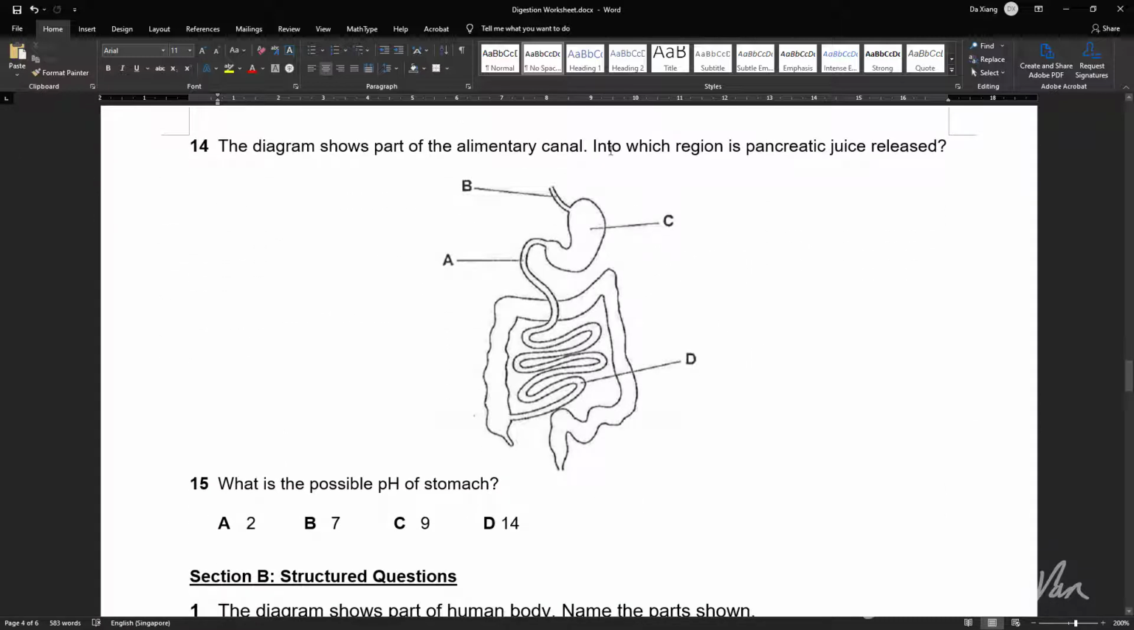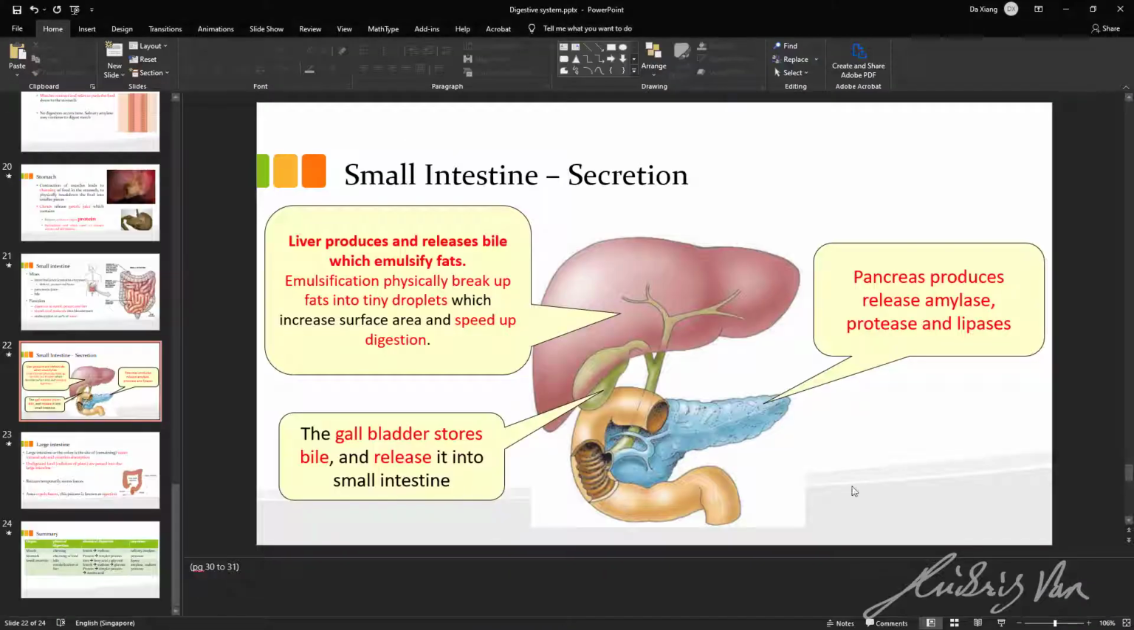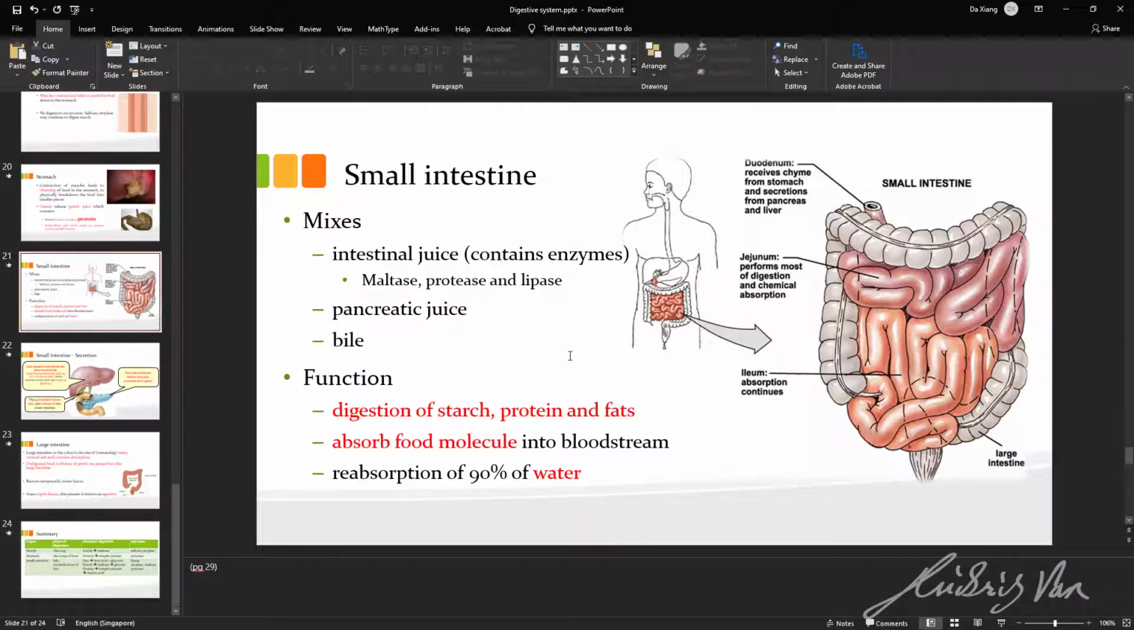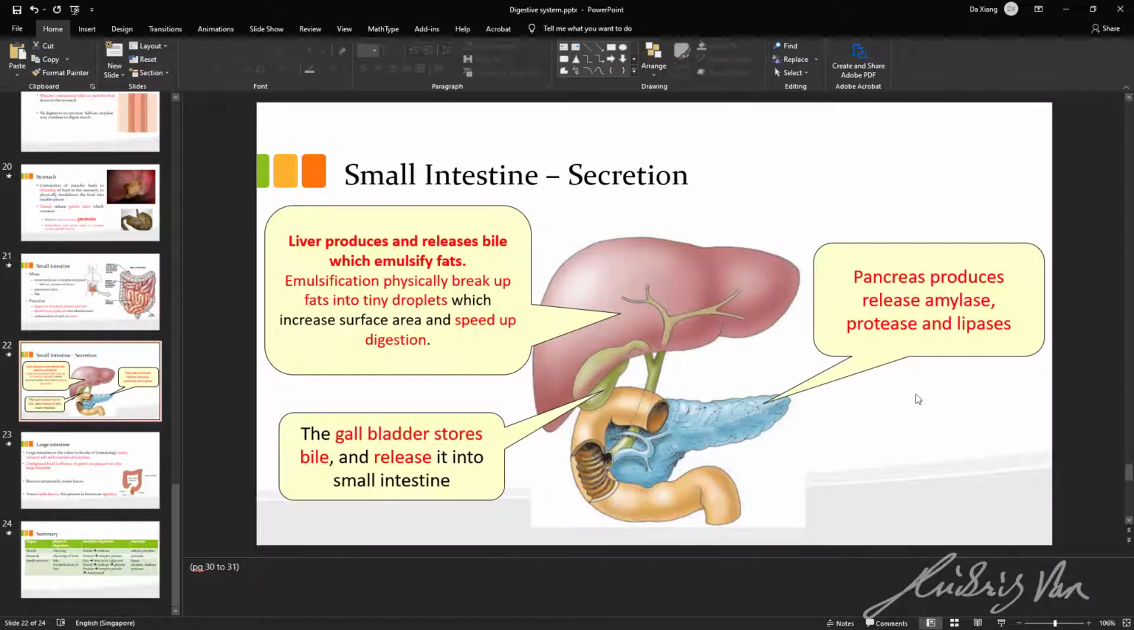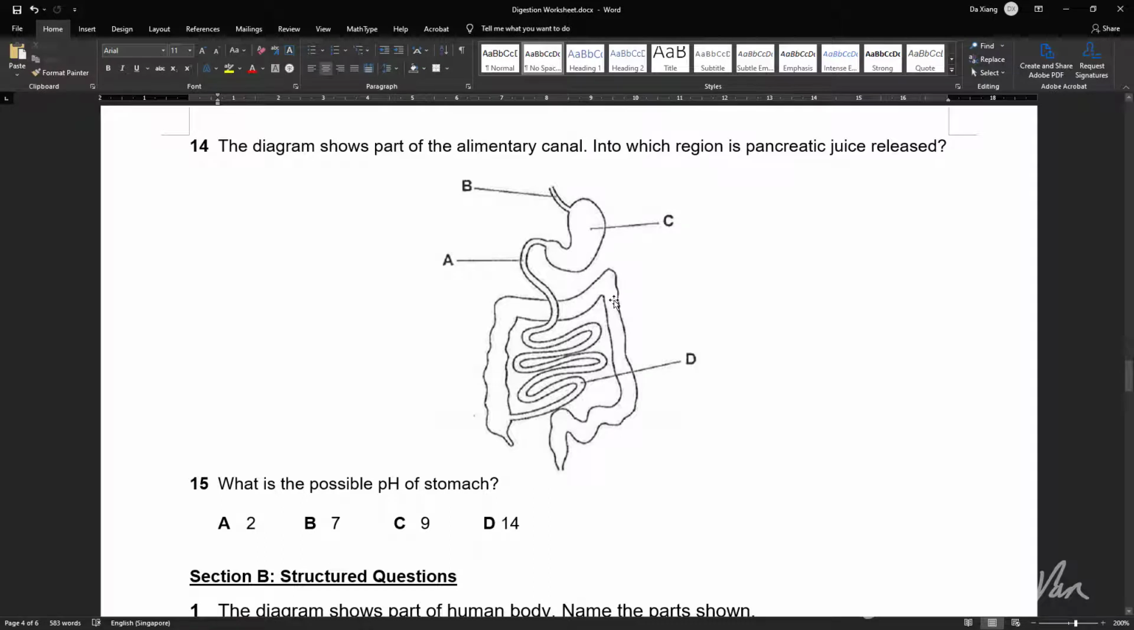Okay, the diagram shows part of the alimentary canal. Into which region is the pancreatic juice released? So if we take a look, the pancreas is down here. It is released into the small intestine, because the small intestine has the pancreatic juice released by the pancreas. So which one is the small intestine? It's A as well as D, but the pancreas being down here, it cannot be released into D.